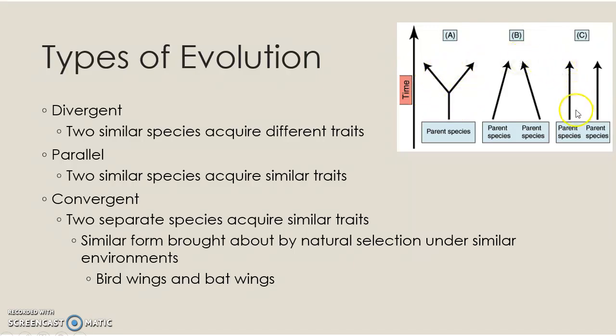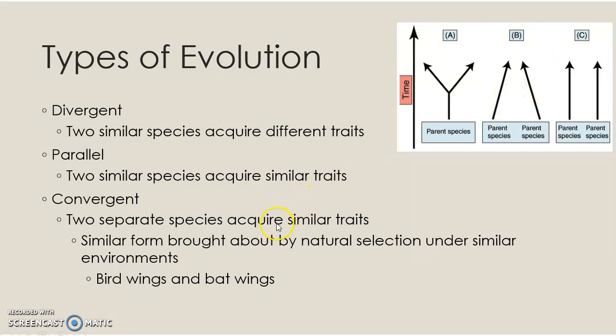Parallel evolution is when you have two species that are similar. They're not the same species, but they're similar, and they continue to evolve and change, but they basically change similarly. So they're evolving, they're changing, but their relationship to each other always stays about the same.